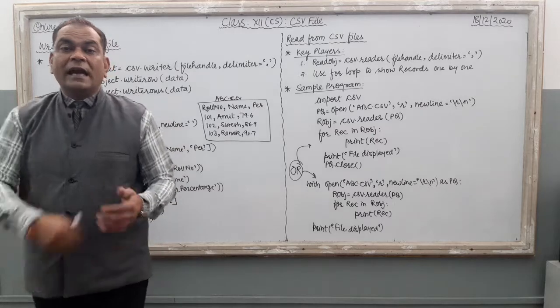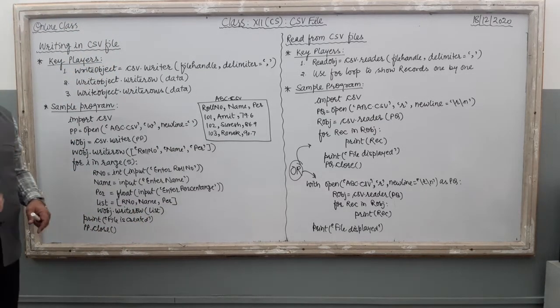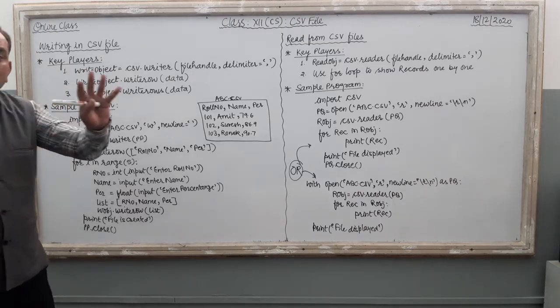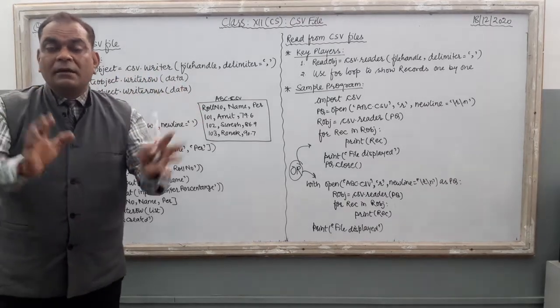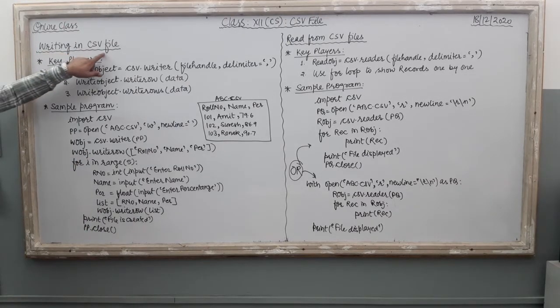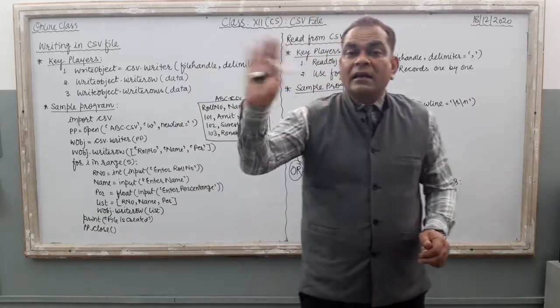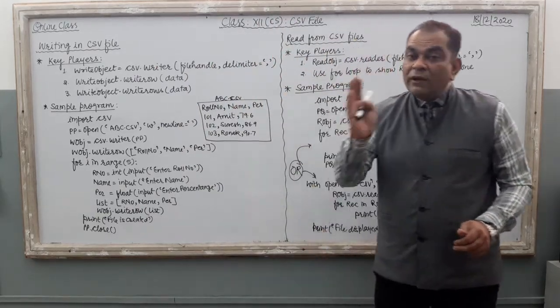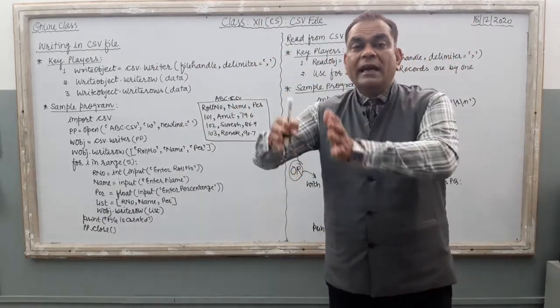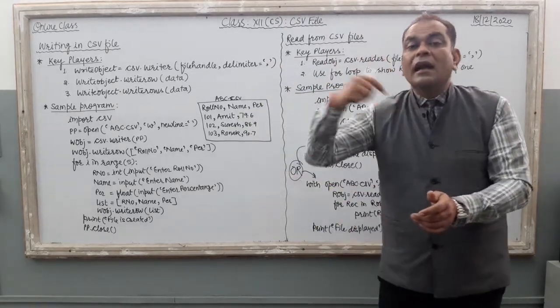Very first, we are going to write our program data into CSV file. If you want to make the whole concept easy, just see here, when you are going to write something in the CSV file, there are 3 different key players. You cannot write directly inside the CSV file. Very first, you have to create a writer object, and you will work on the writer object only.